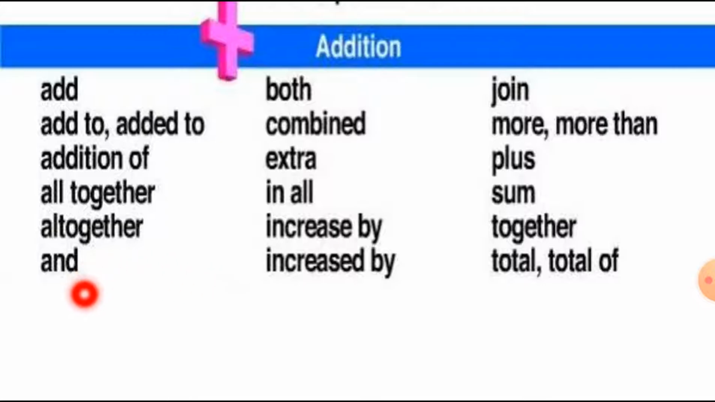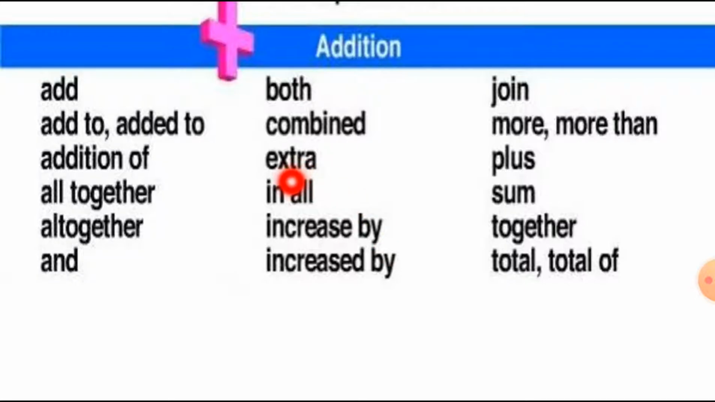Then and. 27 and 24 are how many? So and, this is the and. It indicates the addition. Then both. How many both are this? So both is indicating the addition. Then combine. How many is this combined? So combine indicates the addition.